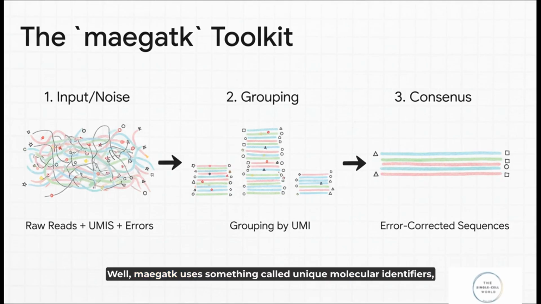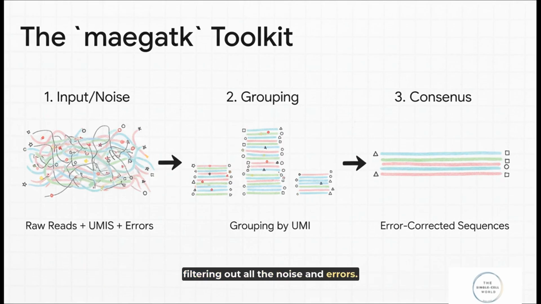Well, MegaGat uses something called Unique Molecular Identifiers, or UMIs, to find all the copies that came from the same original molecule. It then stacks them up, compares them, and builds a perfect consensus, filtering out all the noise and errors. This way, you know the mutations you're seeing are real.